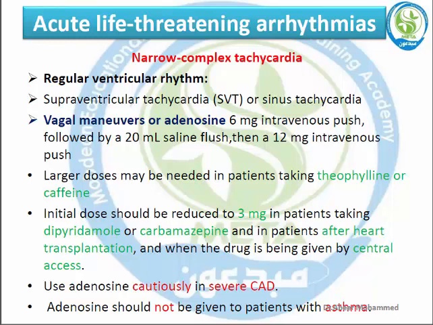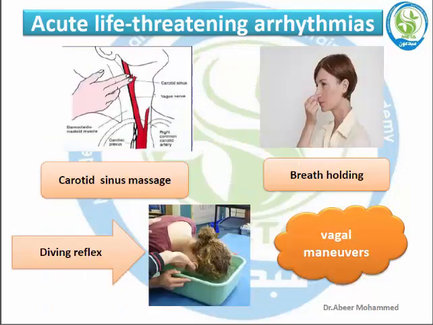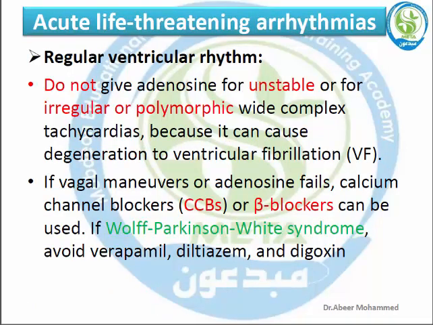In severe coronary artery disease, use adenosine with caution, but it is completely contraindicated in patients having asthma. We cannot use adenosine in patients having asthma. Regarding irregular ventricular rhythm, we cannot give adenosine for unstable or irregular or polymorphic wide complex tachycardia, because it can lead to degeneration or reach the stage of ventricular fibrillation, which is life threatening, which we talked about in ACLS.